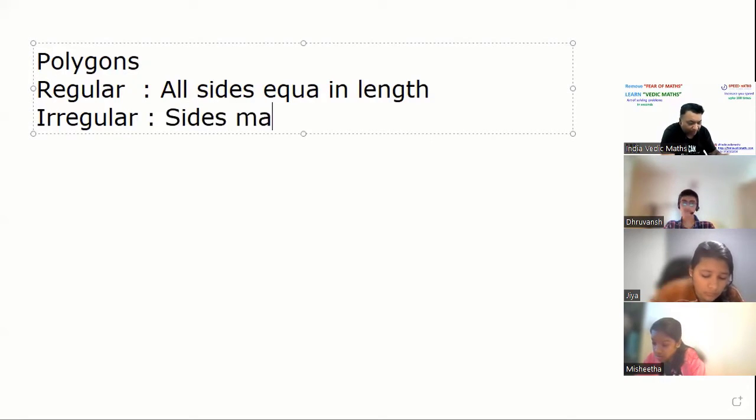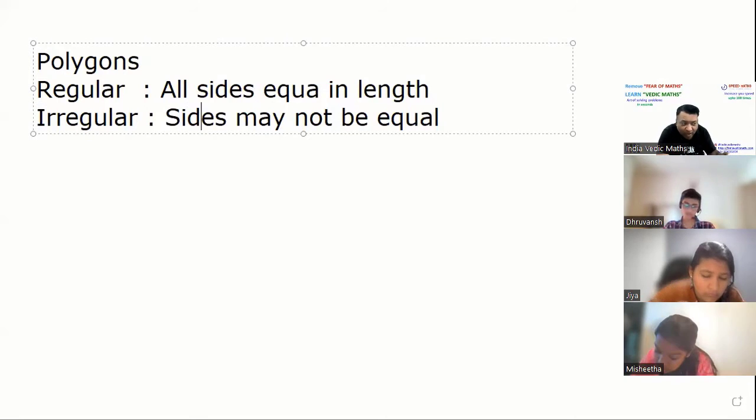Sides may not be equal. Correct? Some sides can be equal, but all cannot be equal.